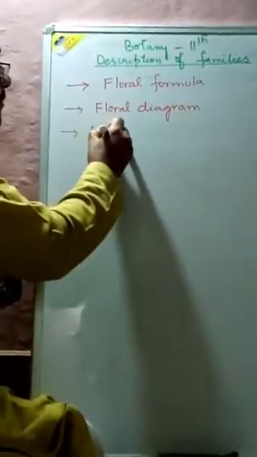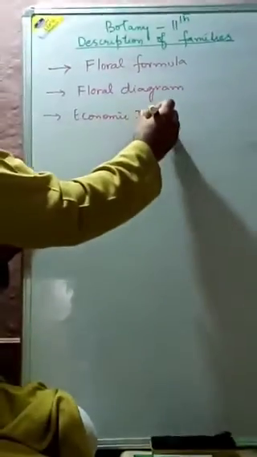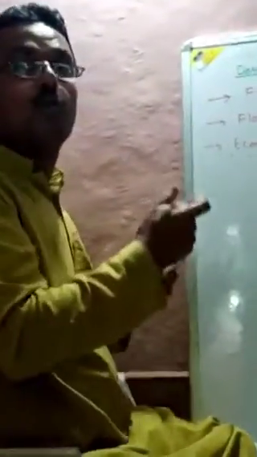And third, which is very important, is the economic importance of that plant, the economic importance of that family of the plant which belongs to certain families which we are going to study. So while describing the family we have to take into consideration these three points: the floral formula, floral diagram, and economic importance.